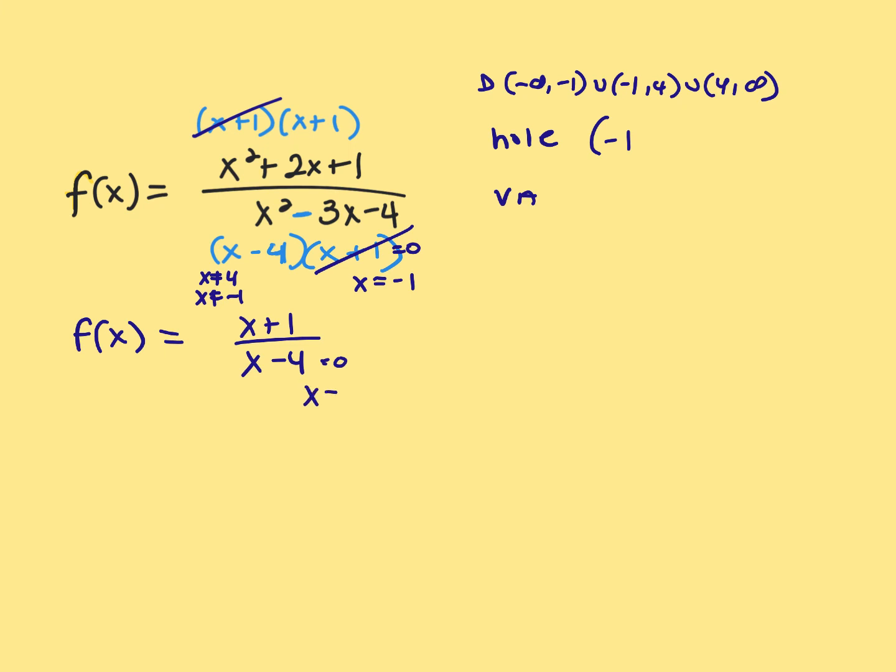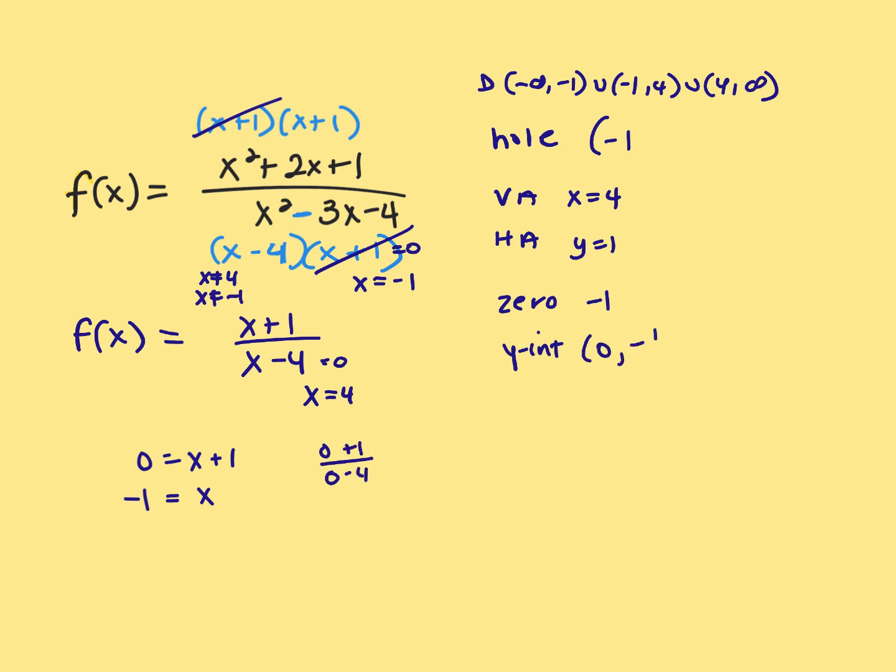So now this is the only one that is left, which means there is only a vertical asymptote at x equals 4. My horizontal asymptote, the exponents are the same, so it's the leading coefficient, which would be 1. My x-intercept, I would get 0 equals x plus 1, x equals -1, or my 0 is at -1. And my y-intercept, I plug 0 in, and I get (0, -1/4).